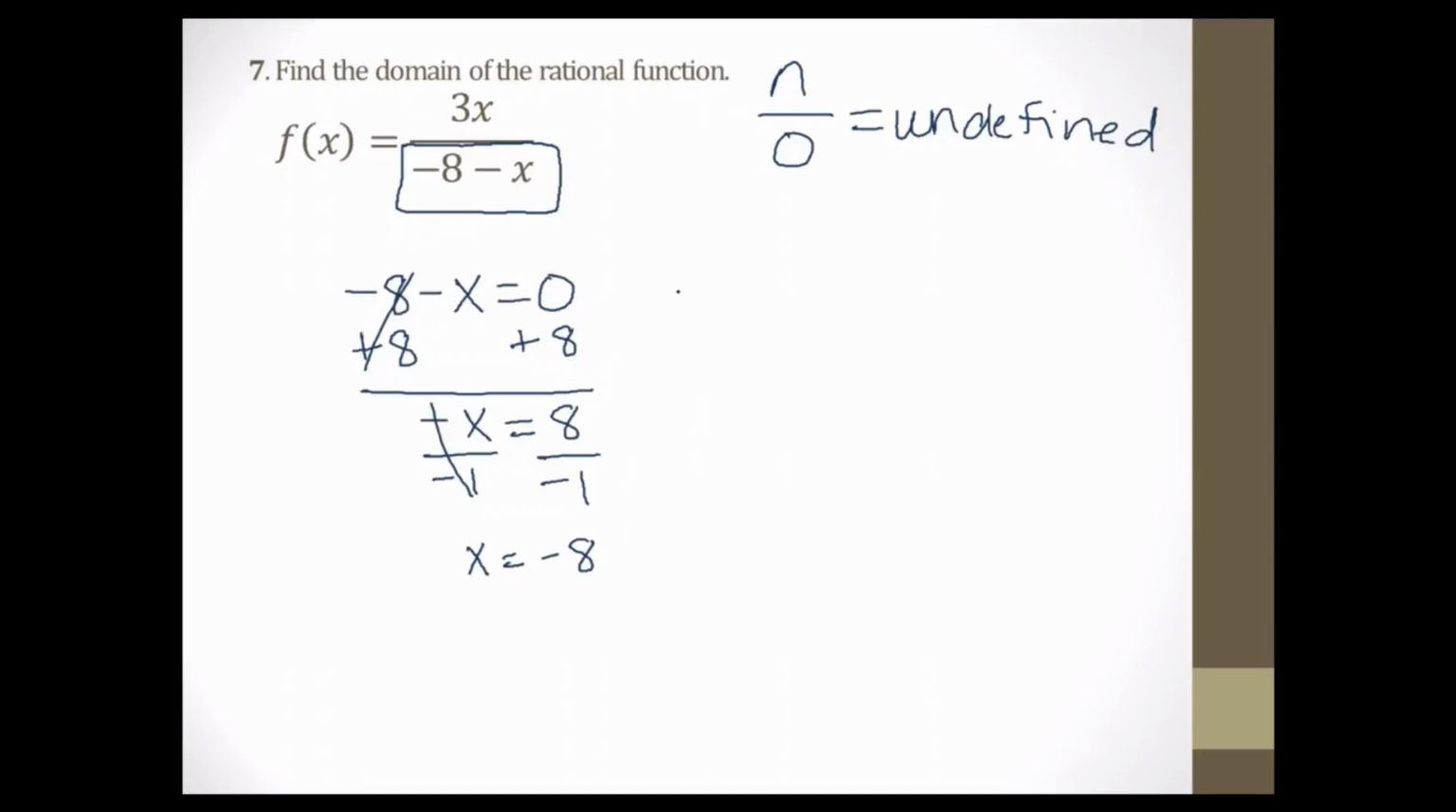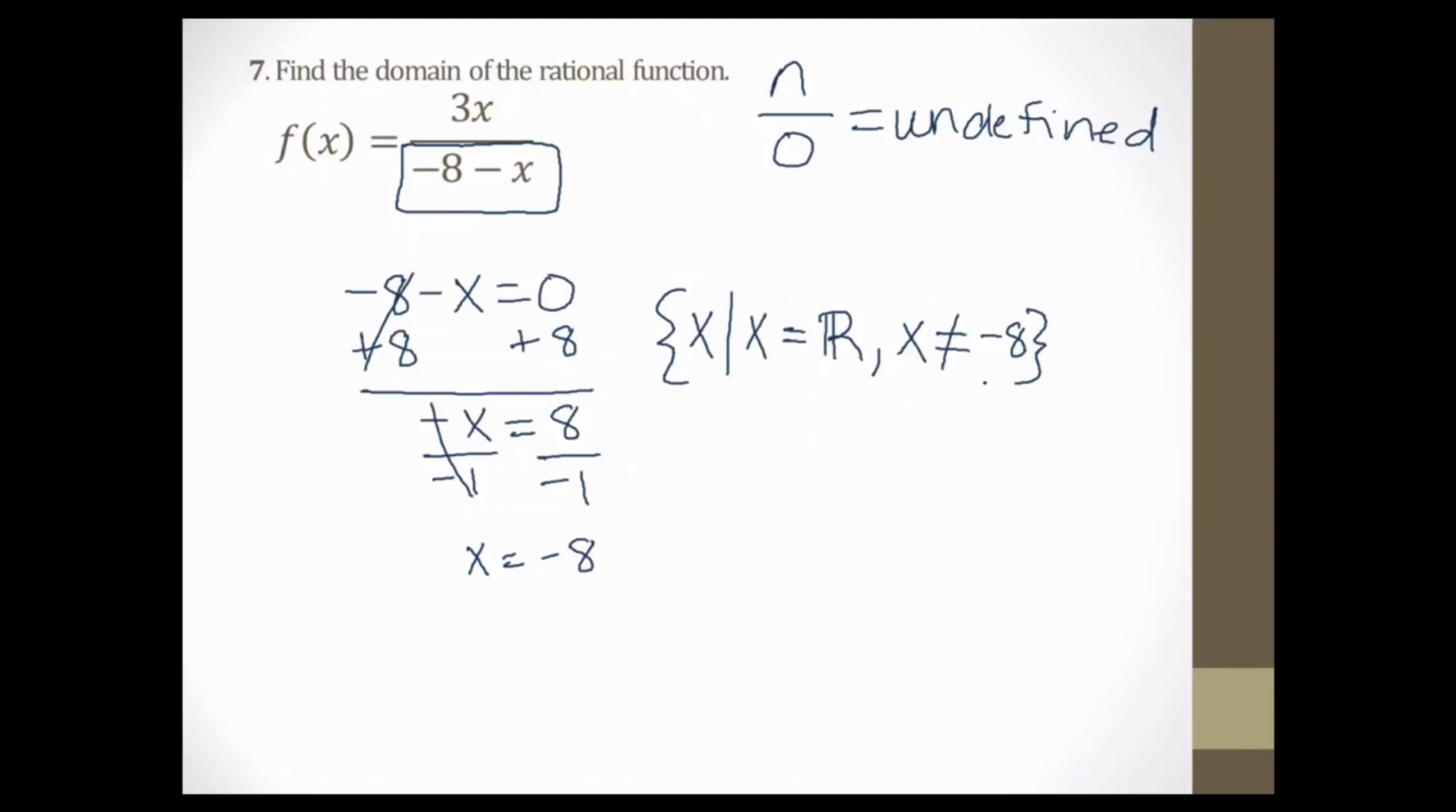So we're going to write that in set notation. So we have all values for x such that x is a real number except for when x does not equal -8. So it's written a little differently in your review, but basically what we're saying is that the domain is all real numbers excluding -8. That's going to be your domain.